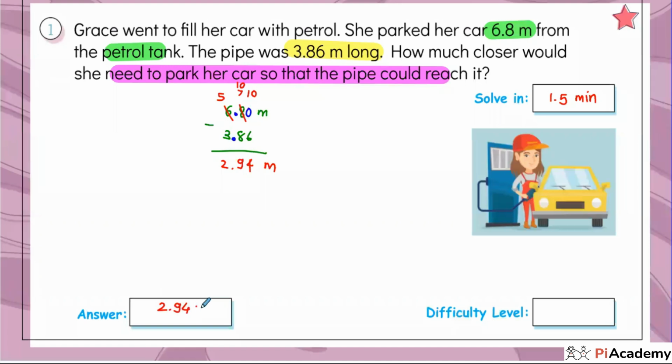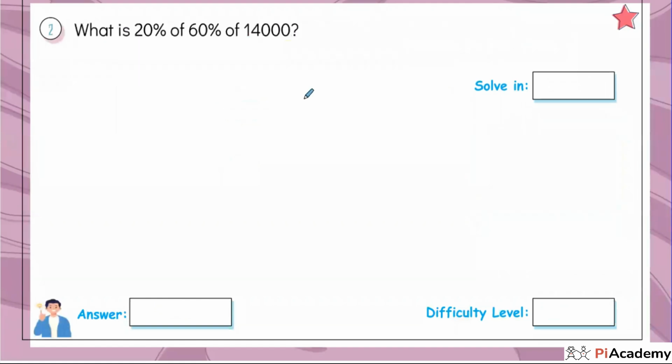Very good if you are getting this answer. And the difficulty level was easy to medium. So there is nothing to worry about. Let's move on to the next question. Sir, if everyone got that question wrong, please do this question. Then I corrected it.